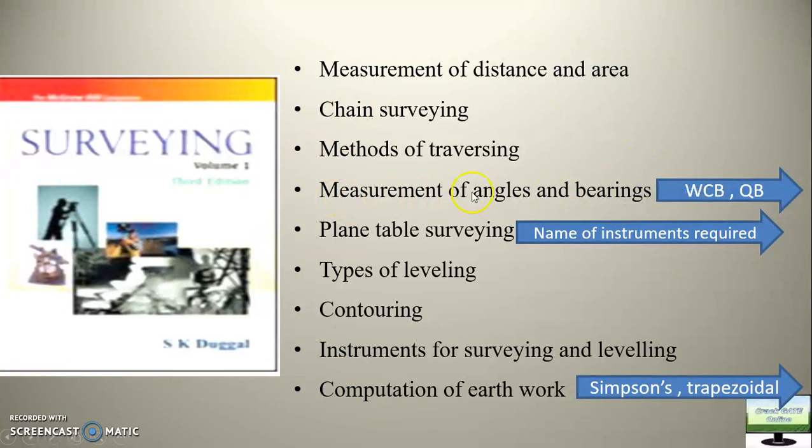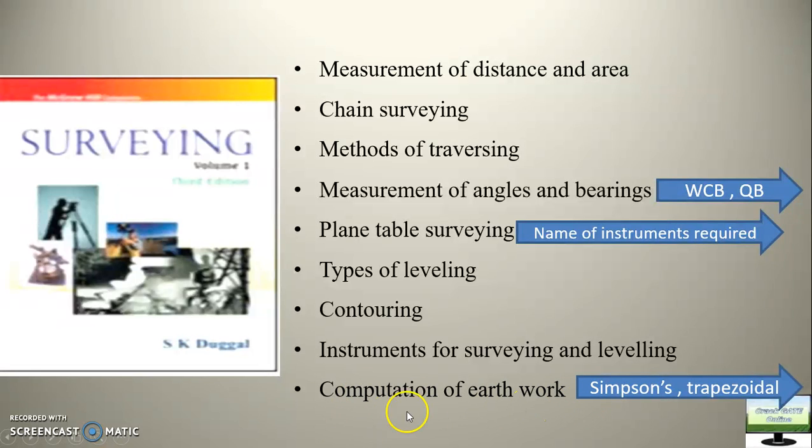See here, the important thing is measurement of angle and bearing. Here bearing does not mean what we use in tractors and all. Here bearing means the angle, and 2 important bearings are whole circle bearing and quadrantal bearing. So you study how you can convert one into another. That is one important thing. In plane table surveying, they do not ask any numerical question, but they ask what are the different types of instruments used in plane table surveying and what is their use.